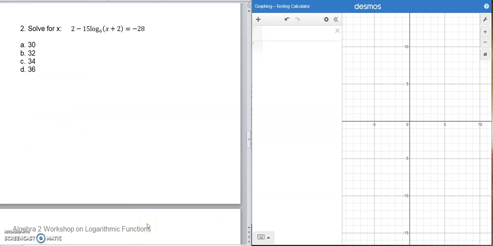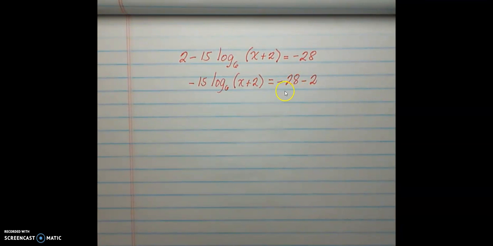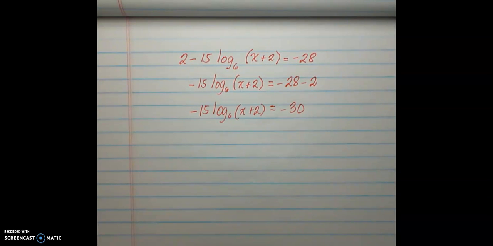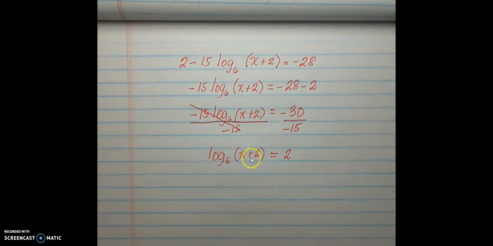Question number 2, solve for x. 2 minus 15 log base 6, x plus 2 equals negative 28. Let's go ahead and do this by hand. Our first step, to be able to isolate our x and solve for it, is to remove the 2 on this side with the additive inverse of minus 2. I will just do the shortcut, move this to the other side, and change the sign. Now we're going to combine the negative 28 with the negative 2, making it negative 30. We will now divide both sides by negative 15. So now this negative 15 cancels out with this negative 15, leaving us with log base 6 of x plus 2 equals 2. And then now we're going to transfer this to its exponential form.